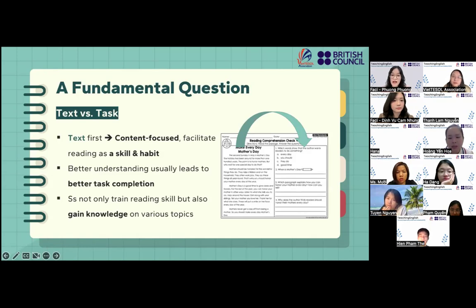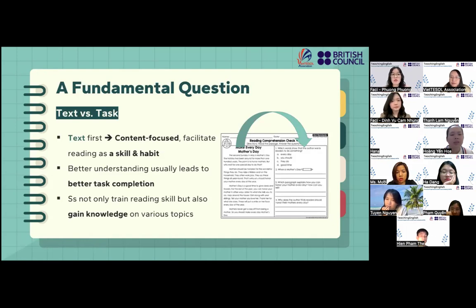And usually they are really interesting. They give a lot of information. They can be very thought-provoking. So if students really read and understand the text deeply, not just read to get the answer for the question, they can gain more knowledge on various topics and they can improve overall as a person. So that is my ultimate goal.